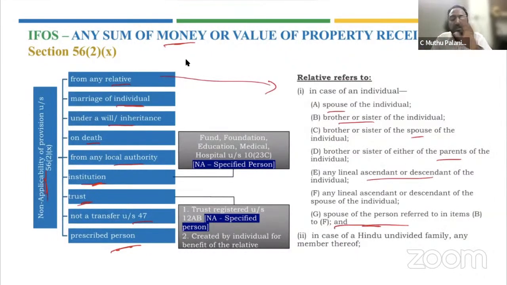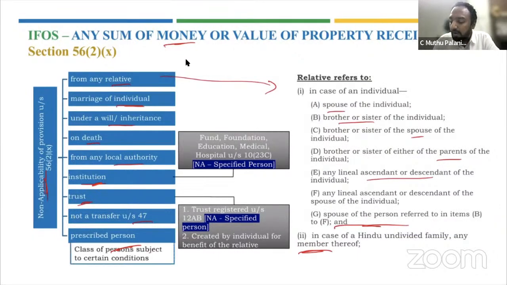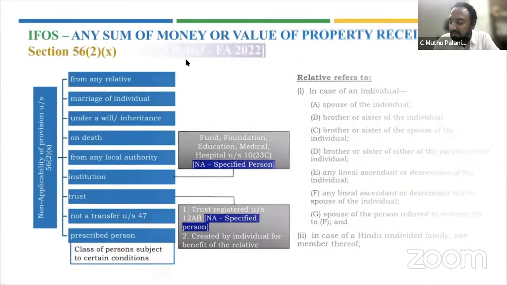In case of HUF, it's very simple. Any member thereof alone is called a relative. Everyone else will not be called a relative. Okay. Moving on. Prescribed persons we already discussed.